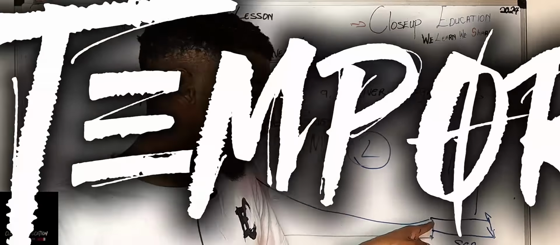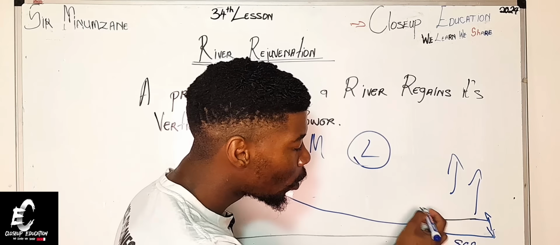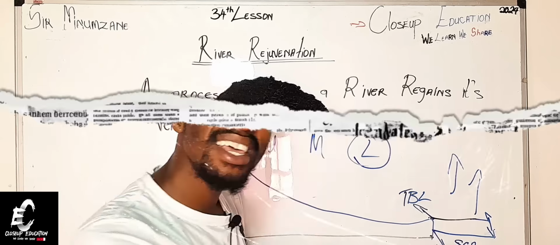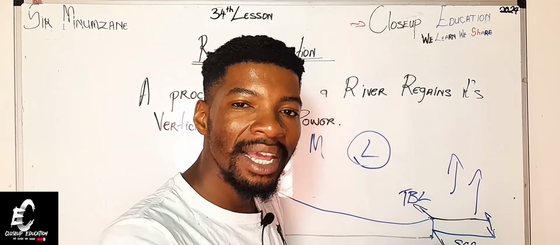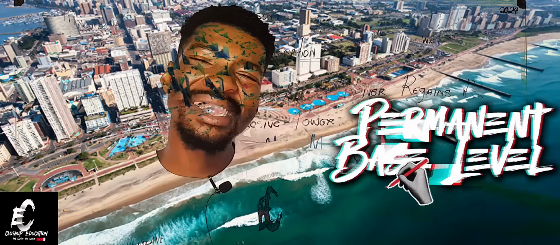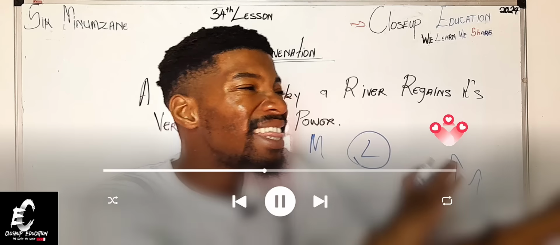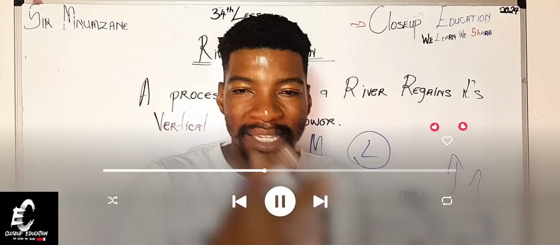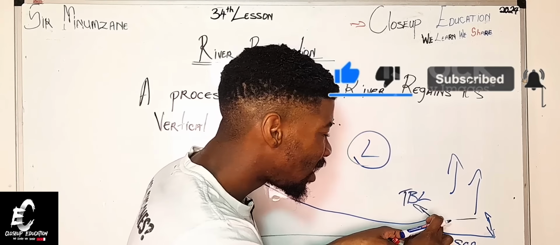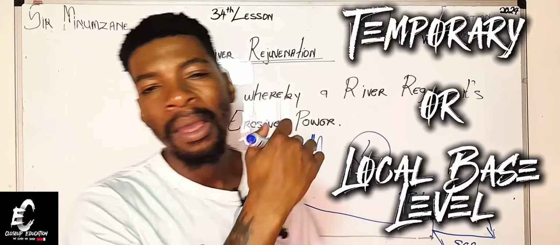A temporary base level is created. So what is happening now? Now we have what we call our temporary base level. And definitely here, where there's now a new level of sea level, this is the permanent base level. So the level of the sea is always the permanent base level. Then the other leveling before the sea will definitely be a temporary base level.